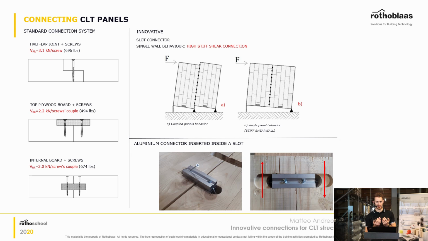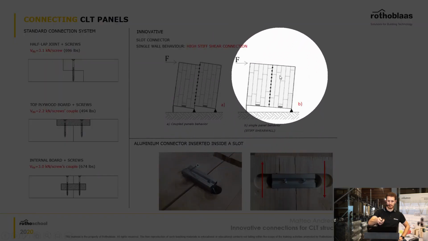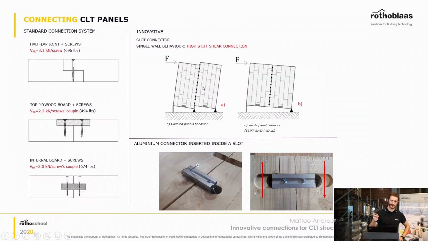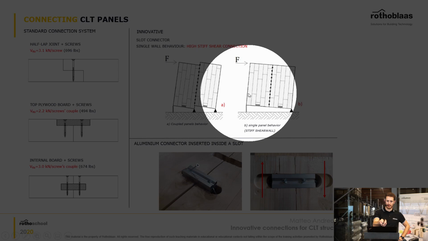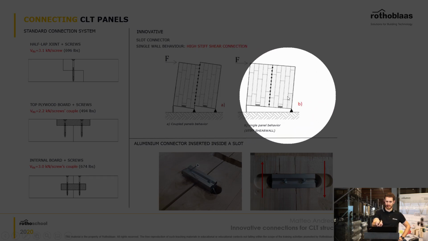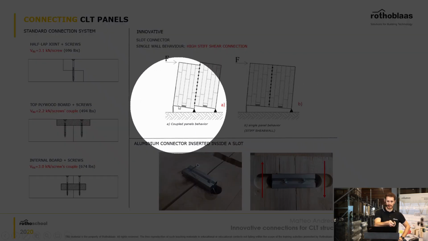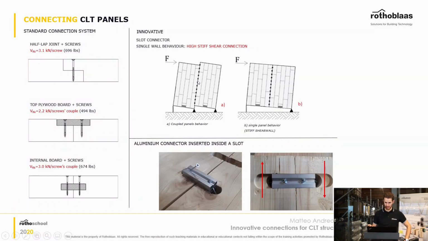panel-to-panel connections, let's say. And of course we want, as you can see here, our panel to behave like a single unique panel, and not as a double panel like that. Why is it the case? Because if you have a panel which behaves like a single one here, you can just place a hold down in here and another hold down in this position. If you have a panel that works like this one, you need more hold downs, because this is not behaving like a single shear wall.